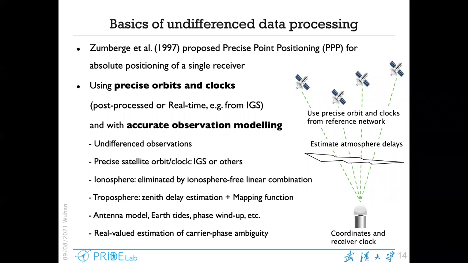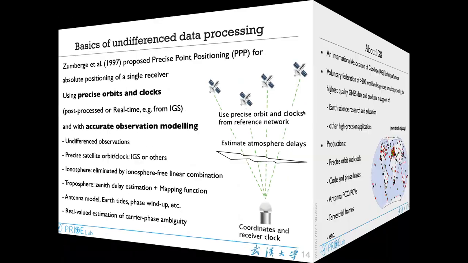Phase wind-up means the relative motion of the satellites and the station can produce some additional errors for your carrier phase measurements. And because of the biases existing in your measurements that cannot be canceled using the differencing technique as in RTK, your ambiguities will not become integers. They are contaminated by some biases that cannot be calibrated in advance. So you cannot fix them at all.